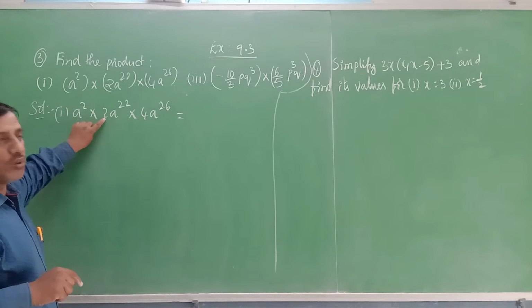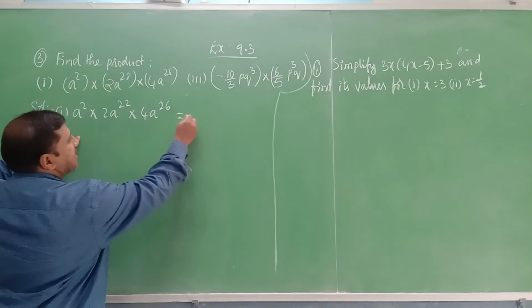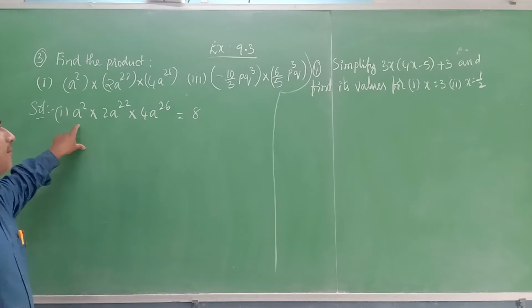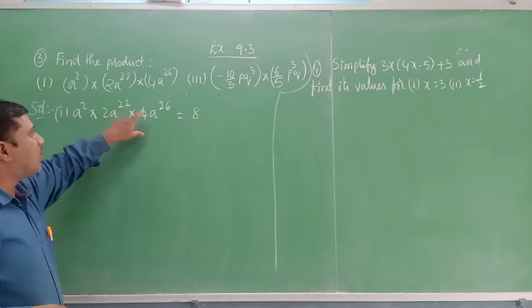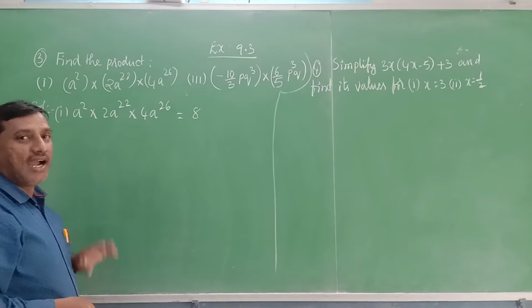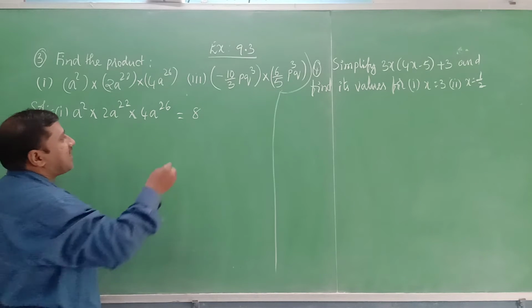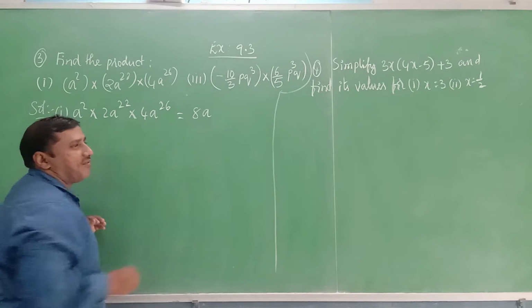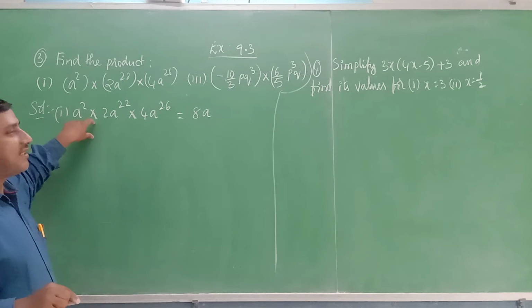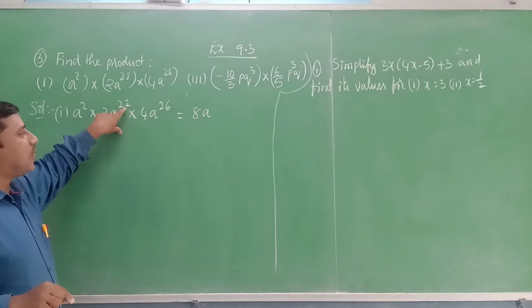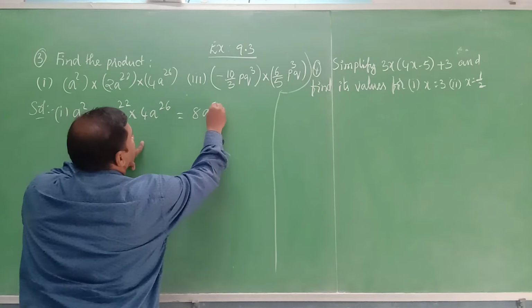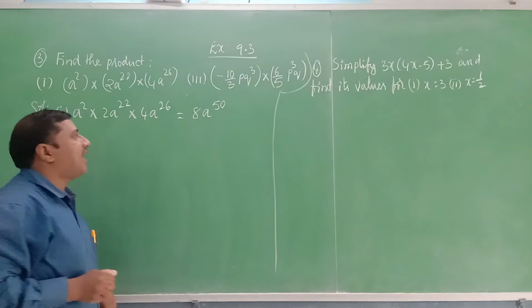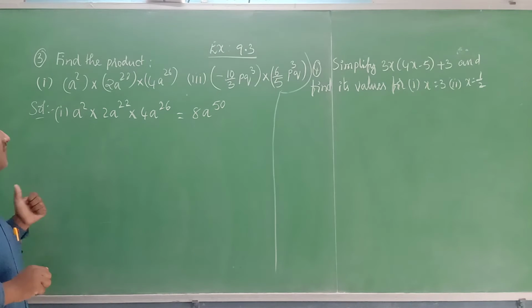1 into 2, 2 into 4, 8. Then multiply the variables. A square, a to the power of 22, a to the power of 26. Here only one variable is there, that is a to the power of, add all the powers, 2 plus 22 is 24, 24 plus 26 is 50. Now the product is 8a to the power of 50.